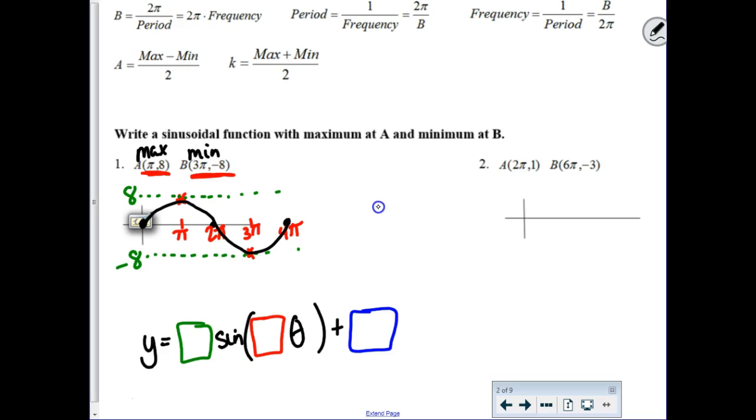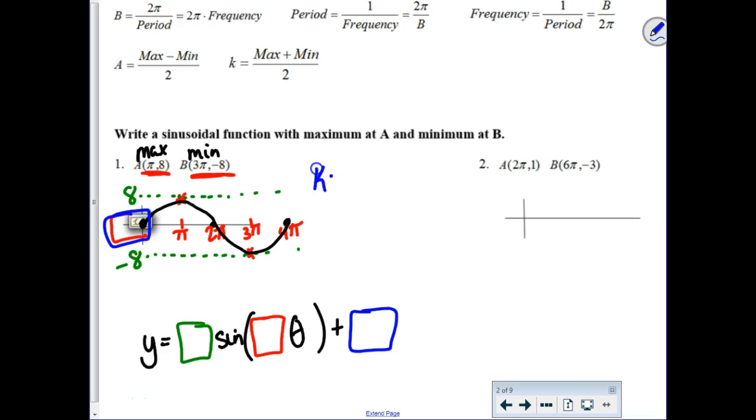Okay, I haven't actually found anything yet. I'm still missing these 3 things. Let's start with, I think the midline is the easiest one to find first. And maybe you guys can already tell where the midline is because you can visualize it. What's in the middle of 8 and -8? It's going to be 0.